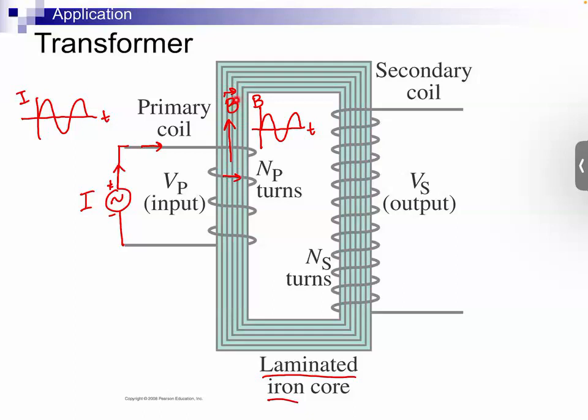Now, we learned that magnetic field lines form closed loops. So the magnetic field will go around your laminated core in this manner. It will pass through the secondary coil. The magnitude of the magnetic field changes, so through your secondary coil, you have an alternating increase and decrease in the magnetic field.